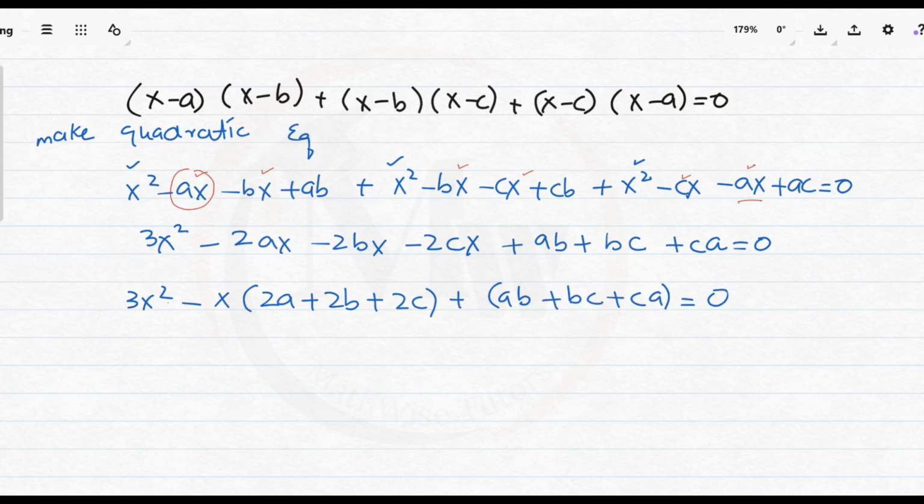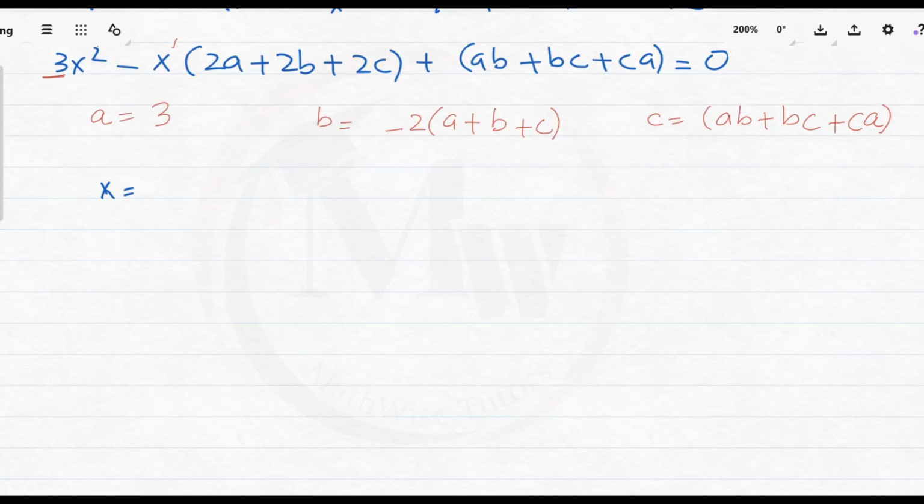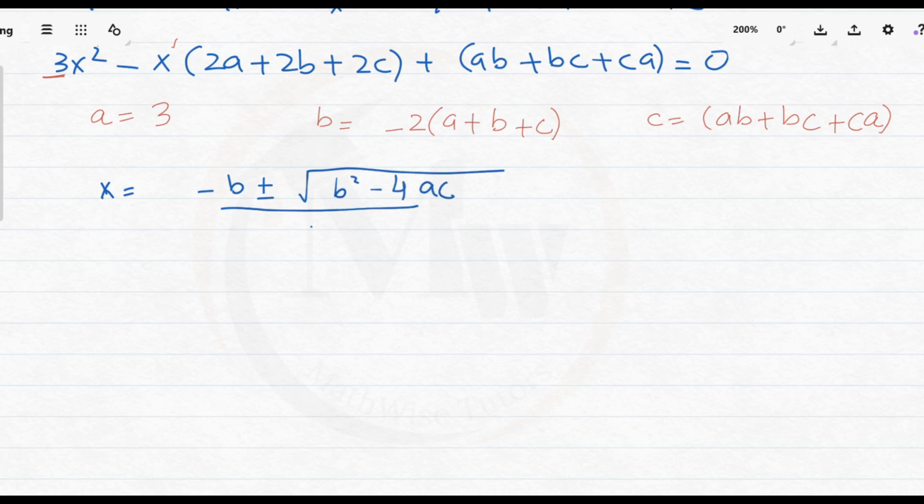So now we have a is 3, b is negative times 2a plus 2b plus 2c, and c is this whole term. First write it down. a is equal to 3, b is equal to negative, and if we take common, minus 2 times a plus b plus c, and c is ab plus bc plus ca. Using the formula, x is equal to minus b plus or minus the square root of b squared minus 4ac, over 2a.